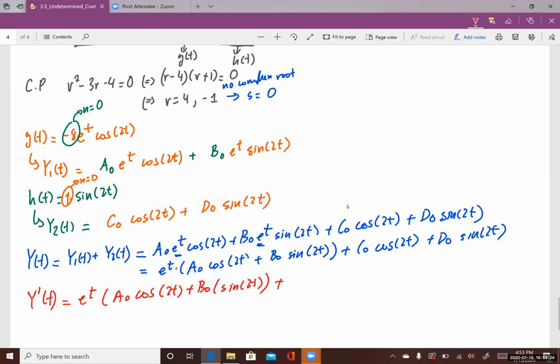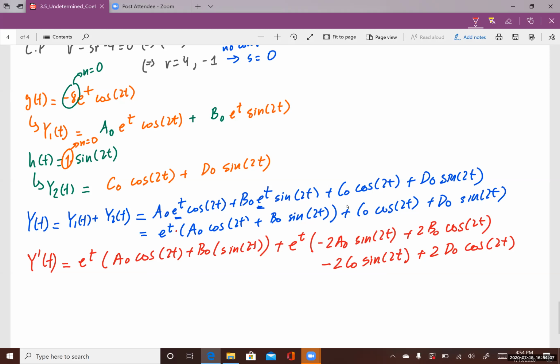And then you add the derivative of the second function and multiply by e^t. So you still have e^t. The derivative of this is going to be negative 2 a0 sine of 2t plus 2 b0 cosine of 2t. Okay. And then you want to find the derivative of these two functions, which is minus 2 c0 sine of 2t plus 2 d0 cosine of 2t.